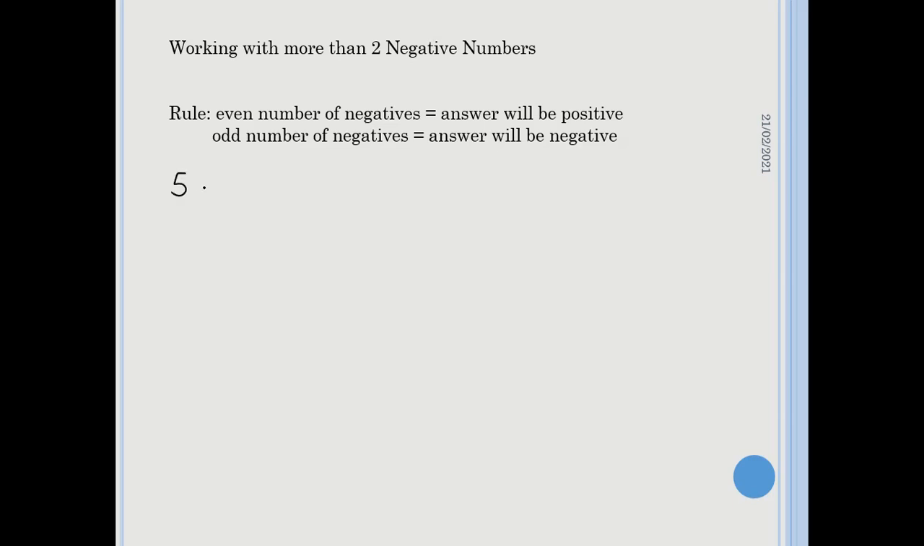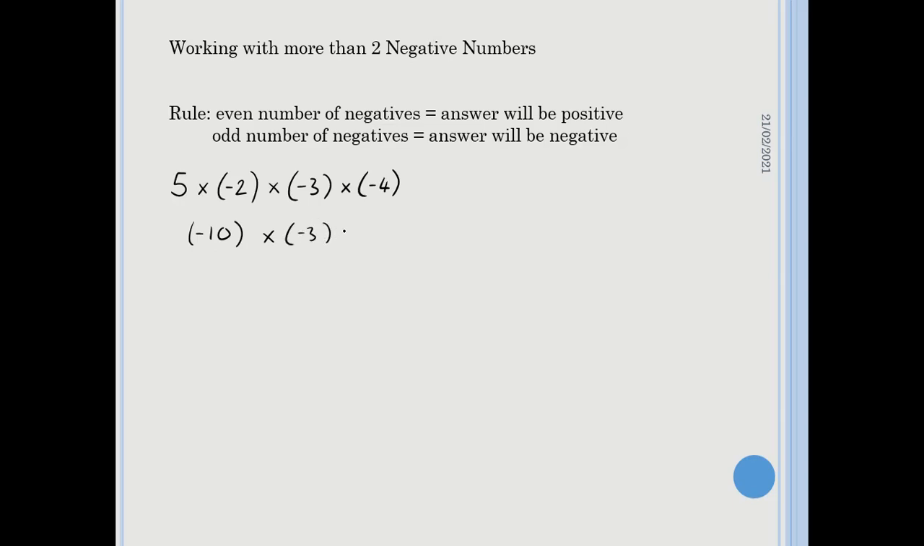We've got 5 times negative 2 times negative 3 times negative 4. Okay. And there's two different ways we can do this. We can do it all at once, which is quite tricky, or we can think of it like this. Let's do it in stages. 5 times negative 2, so let's just single out 5 times negative 2 gives me negative 10.